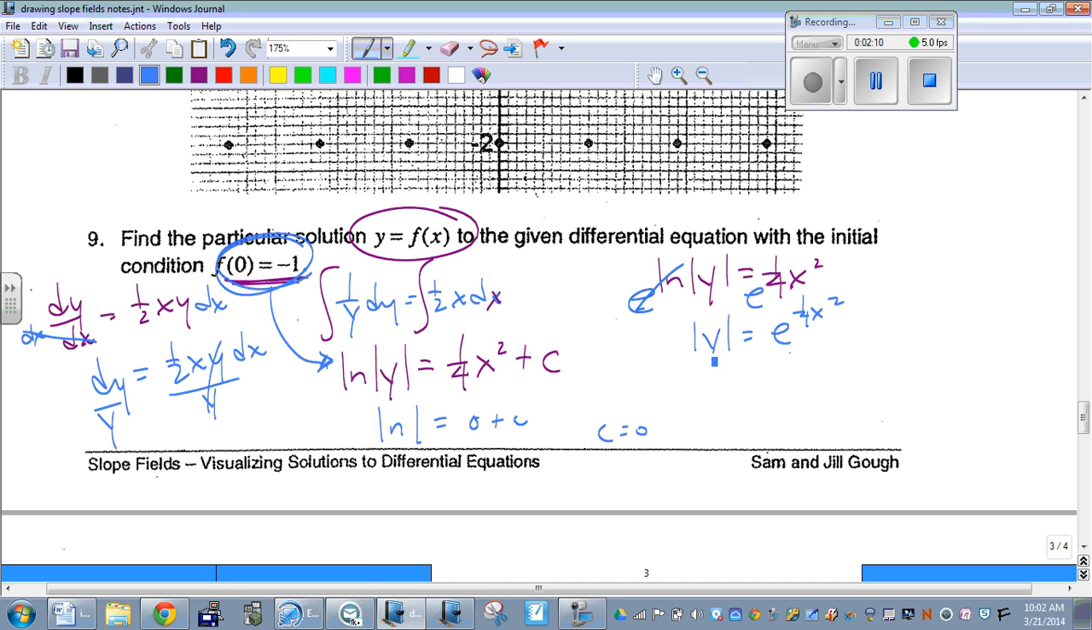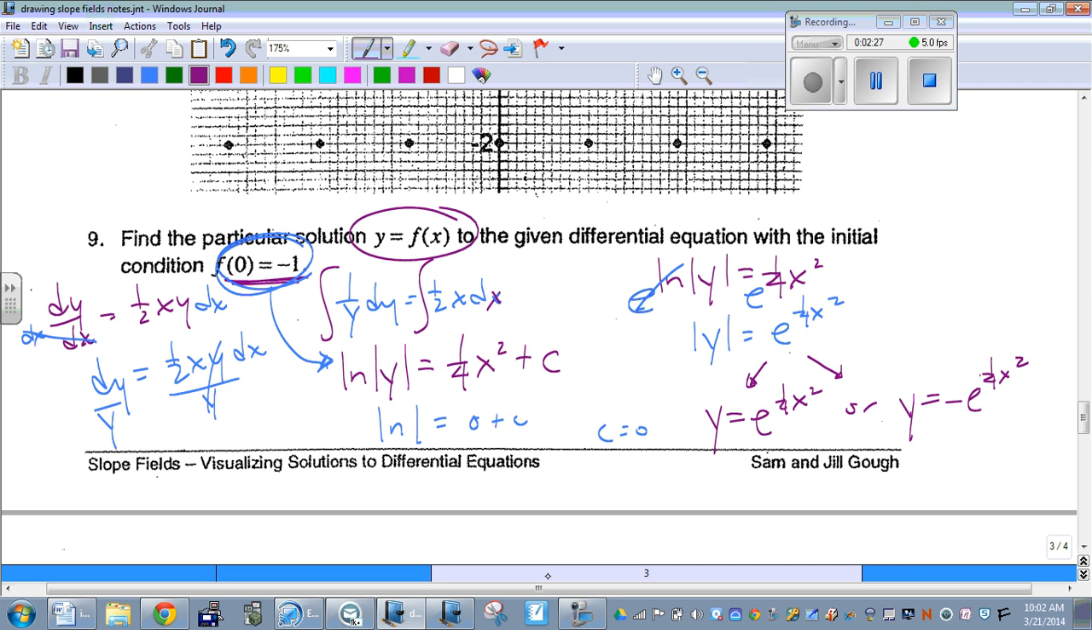But we need it to be just y again, so we're going to split this up and look at the two possibilities and figure out which one makes sense for this problem. y has to equal e to the 1/4 x squared, or y equals negative e to the 1/4 x squared. If we look at our initial condition, what's our y value? Negative, right? So our y value has to equal a negative. Well, that's going to be this one.